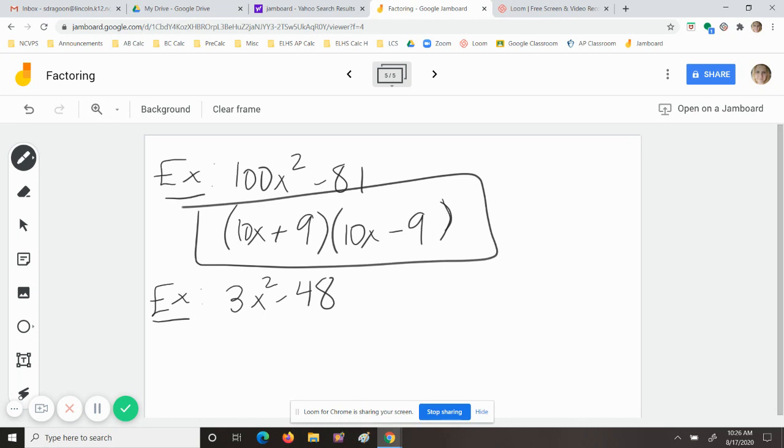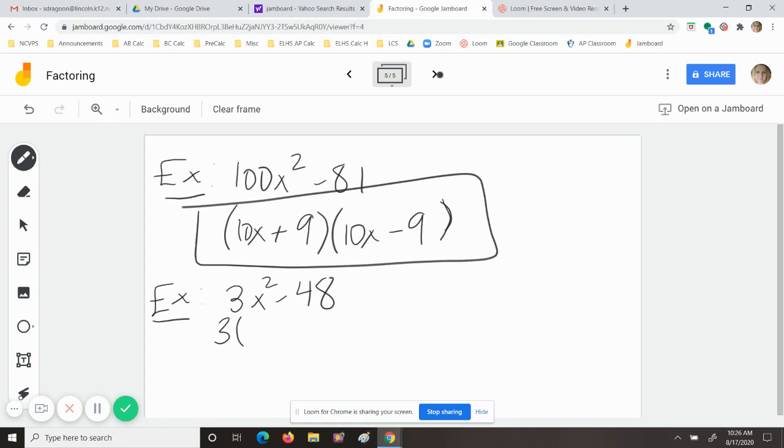So even though we have two terms here and we're subtracting, our first thought is probably, this might be a difference of squares. If we look at the actual numbers, it's not. However, think about something they have in common. 3 and 48, they're both divisible by 3, aren't they? So we could pull out a 3.